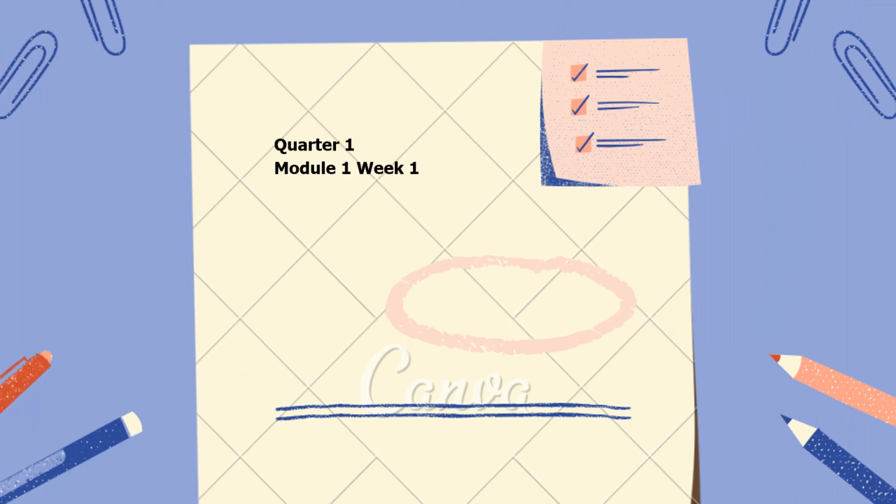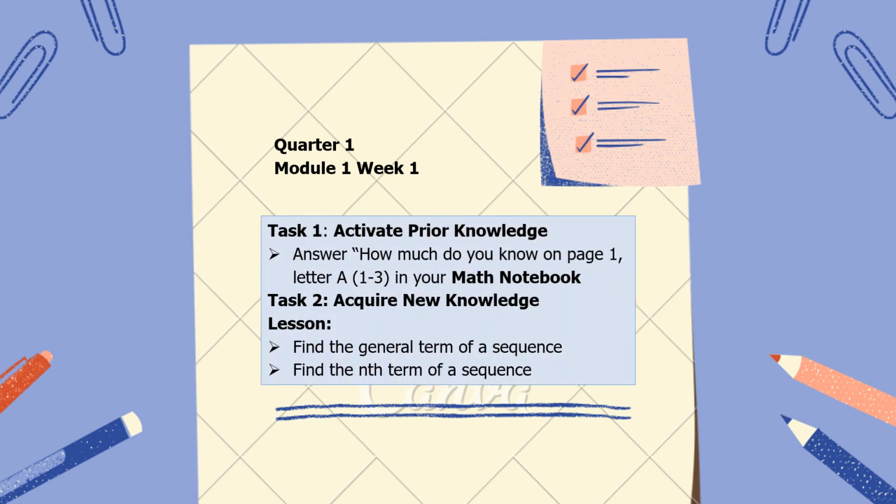Okay, so again, for this week, here is your study guide. For task number 1, activate your prior knowledge. So you're going to answer how much do you know on page 1. So that is letter A, numbers 1 to 3. In your math notebook, again, you're going to answer your activity in your math notebook. And for task number 2, acquire new knowledge. So you're going to study again the examples given on the given lesson. So that is find the general term of a sequence and find the nth term of a sequence.